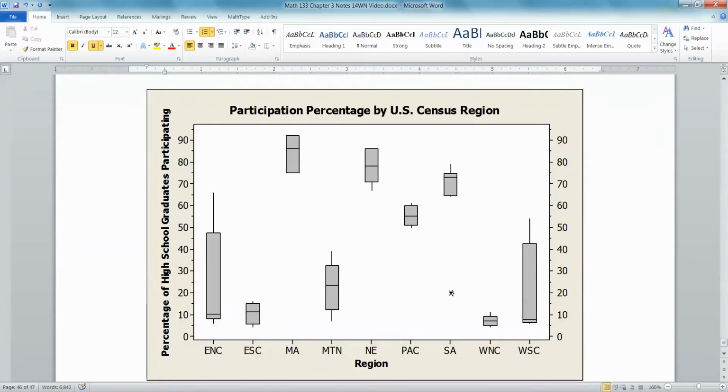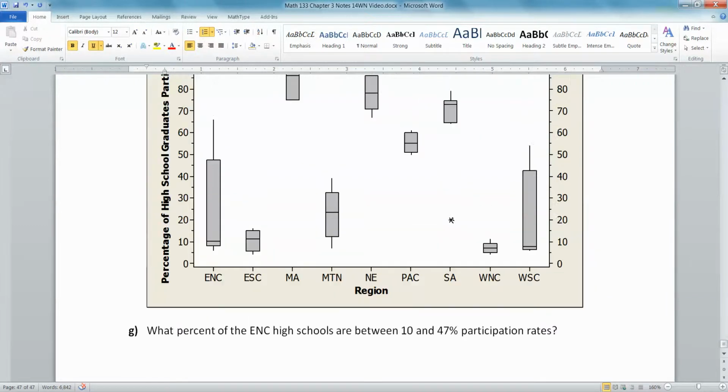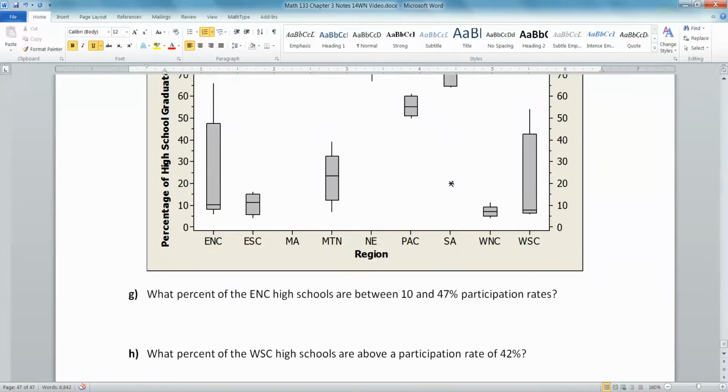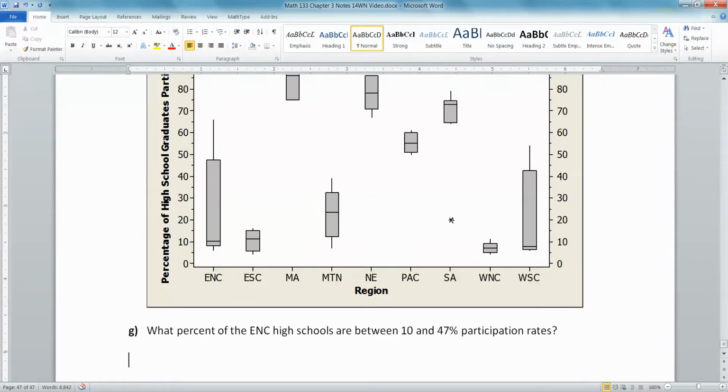All right, the next page is the same box plot. I just didn't want to have to make us all repeat. So it's the same box plot, same problem. What percent of the ENC schools, East North Central, are between 10 and 47?